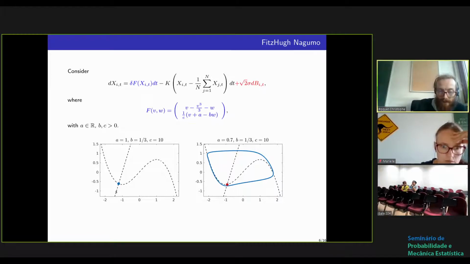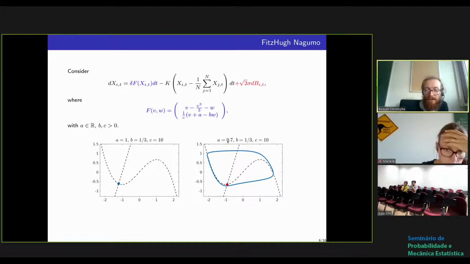So these lines here are the null lines. It's just the curves that make these 2 equations equal to 0. And of course, if you look at the intersection of these 2 curves, then f is equal to 0, and then you have a fixed point. But with this choice of parameters, in fact, this is a stable fixed point. Okay, so it's the first choice of parameters.